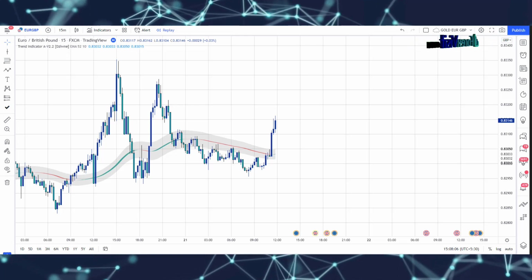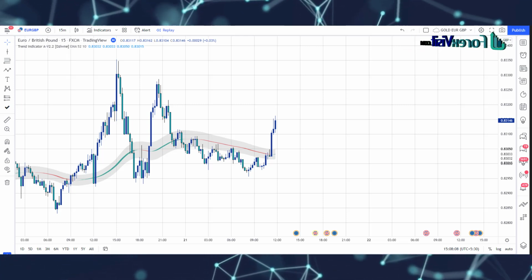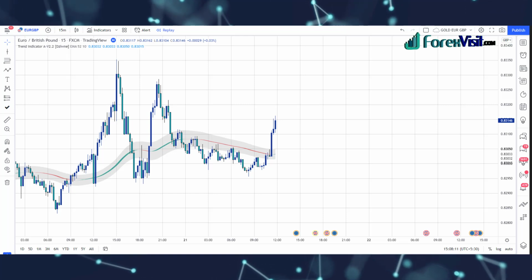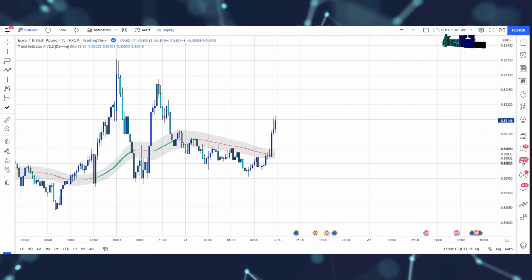Increases accuracy of price action with trend indicator. This strategy is very powerful and profitable. Let's see how we use it.